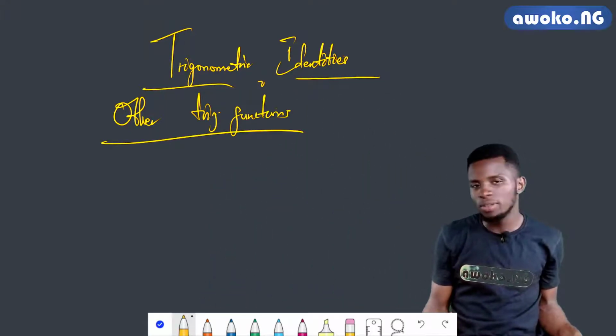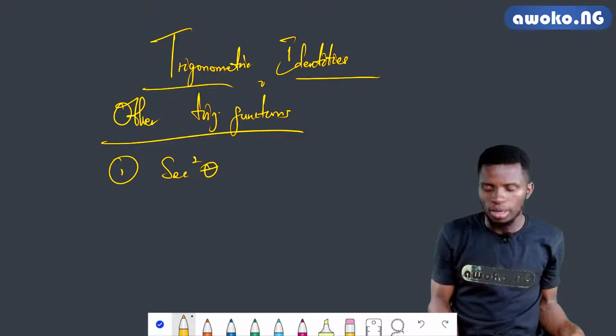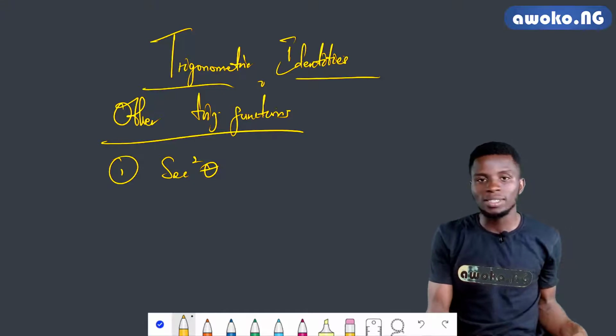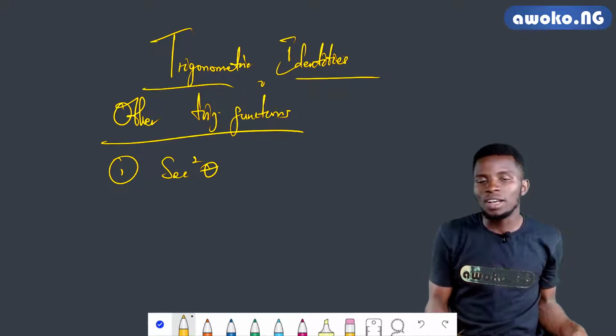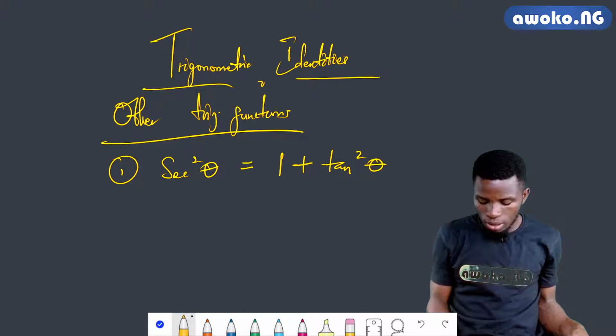Let us consider other trig functions. The first one we'll consider is sec square theta. Remember what sec is? Sec is secant and is the inverse of our cos theta. Is that okay? So 1 over cos theta will give us sec theta. So sec square theta equals 1 plus tan square theta.